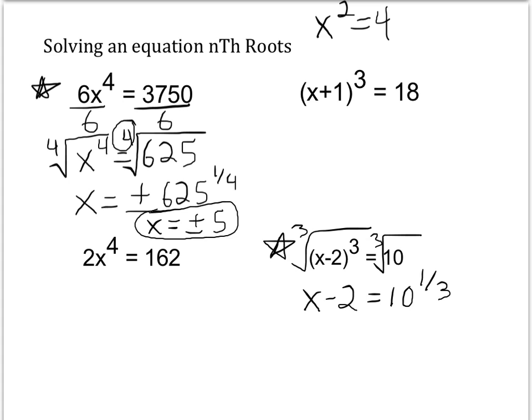I end up with 2.15. So x minus 2 equals 2.15. Add 2 to both sides, and I get x equals 4.15.